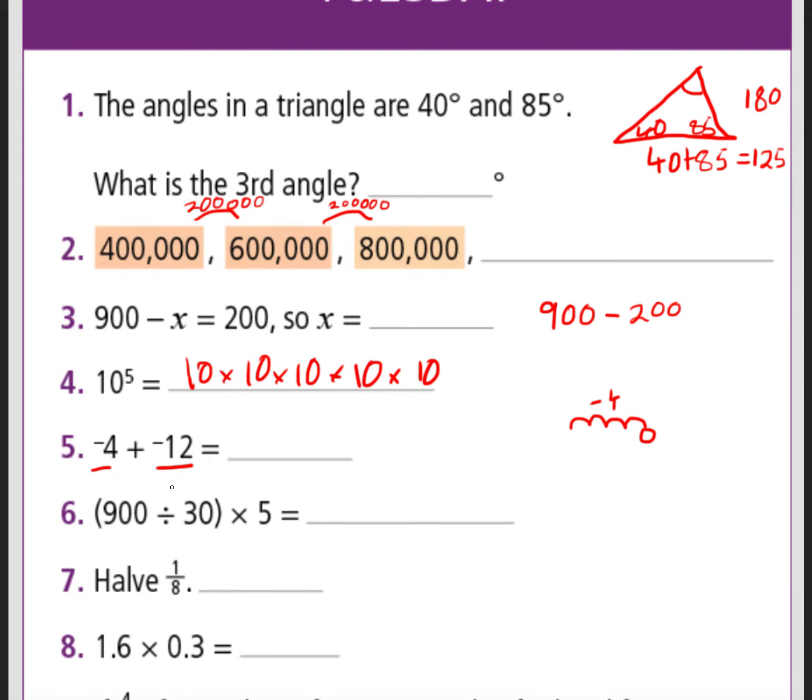Number 6, we have 900 divided by 30 in brackets and then multiplied by 5. So 900 divided by 30. So we can cross off the zeros in that, and we can have 90 divided by 3. And that'll go 30 times. So what we're left with then is 30 multiplied by 5. I'll let you work that out there, 30 times 5.